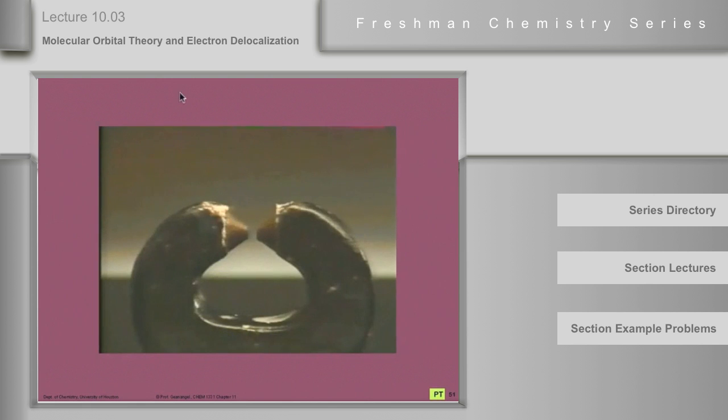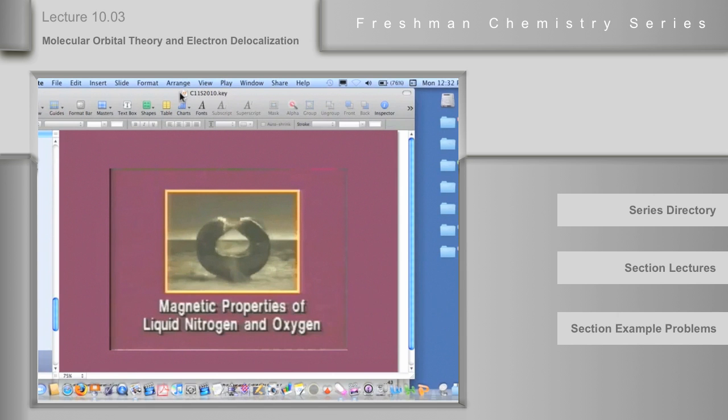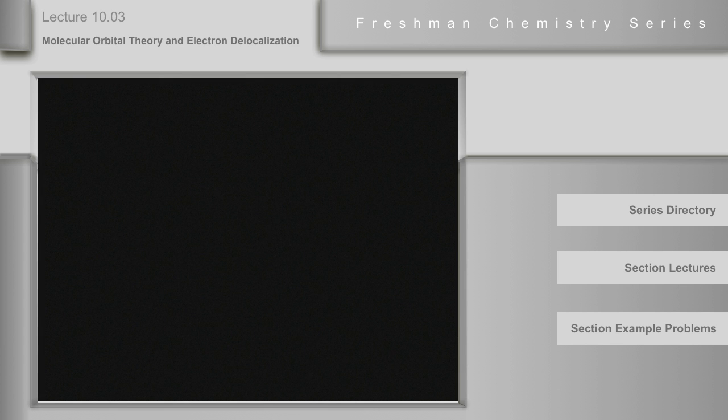This magnet is very strong. Hold on a minute. Let me see if I can turn this up. I'm going to show you a little video clip that proves that dioxygen is paramagnetic.